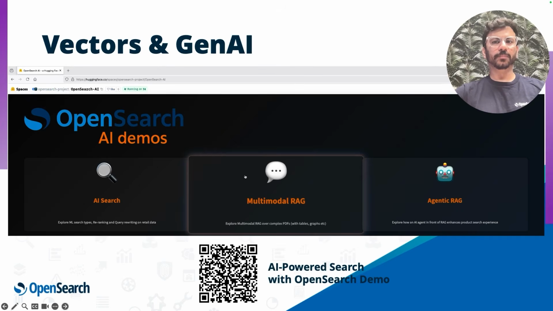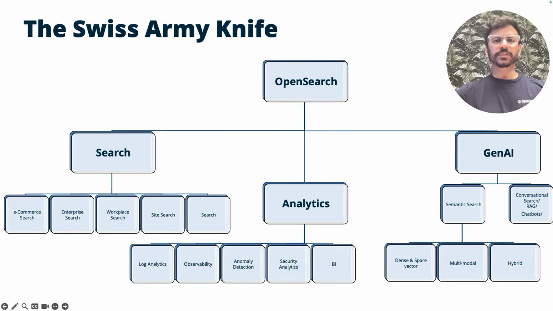OpenSearch as a vector database holds a strong position in the generative AI tech stack, be it semantic search via vector search, or multimodal search, or RAG, or just agentic RAG. OpenSearch is a key component in your Gen AI tech stack. You can access this very nice AI powered search demo, with the source code available in Hugging Face. The QR code is here. We saw how OpenSearch can solve search, analytics, and Gen AI use cases.